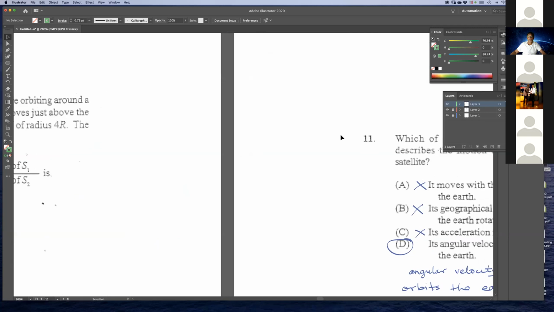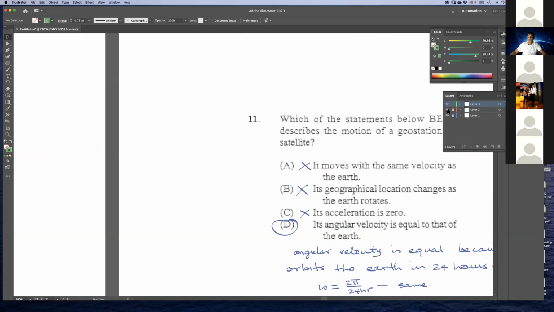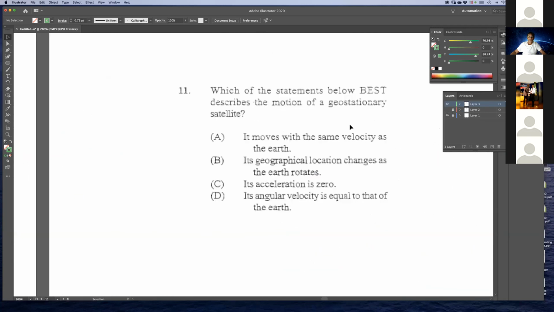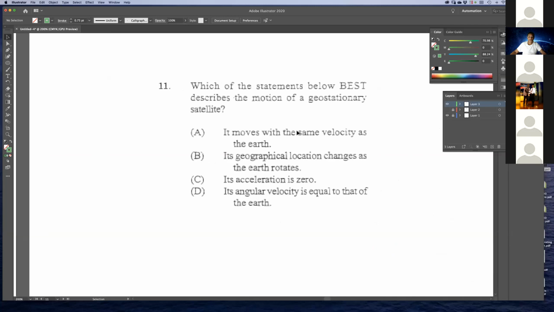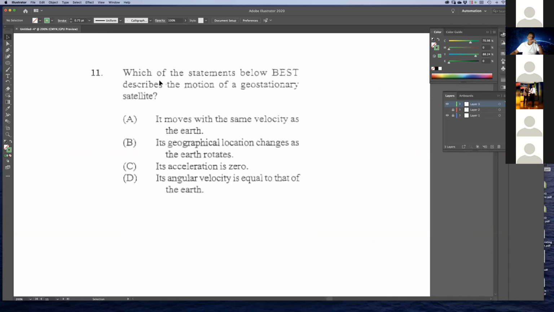Next. Again, I was trying to write up some solutions to make our process a little smoother, but I didn't get enough time to do all, but we'll see how it goes. Which of the statements below best describes the motion of a geostationary satellite?